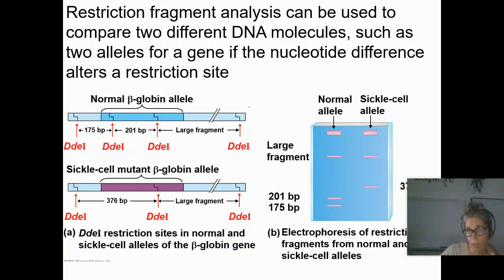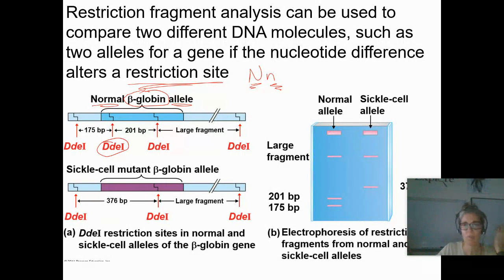Okay, so here's just another example of why you would do gel electrophoresis. Restriction fragment analysis can be used to compare two different DNA molecules, such as two alleles for a gene, if the nucleotide difference alters a restriction site. So this is an example that's very much like one I saw on an AP test at one point. So this is the beta globin gene, which is from hemoglobin, and here's someone who has the normal allele, which means alleles you have like one from mom and one from dad, right? And here might be the normal one, and here's the mutated one or the different one.